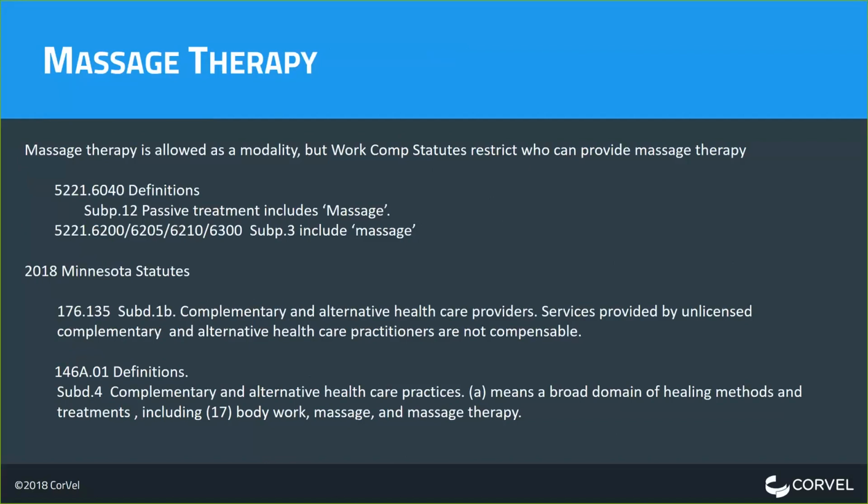And if you look into the passive treatment parameters for the low back, for the thoracic, the neck, and the upper extremity in subpart 3, massage is included in passive treatment. The tricky part is that under the statutes, and I listed it at 176.135, it talks about complementary and alternative health care providers and states that services provided by an unlicensed complementary and alternative health care provider or practitioner are not compensable. And 146A gives the definition of complementary and alternative health care practices, includes massage and massage therapy.